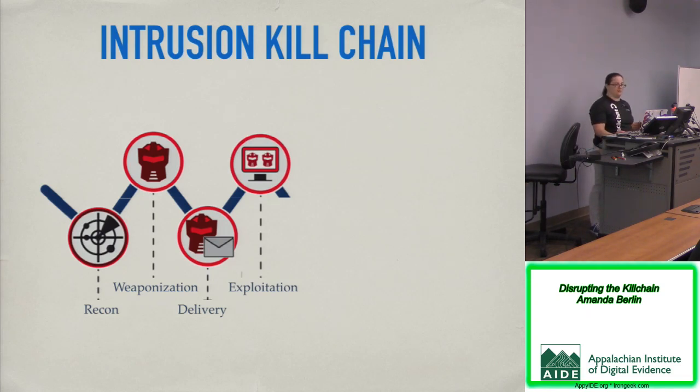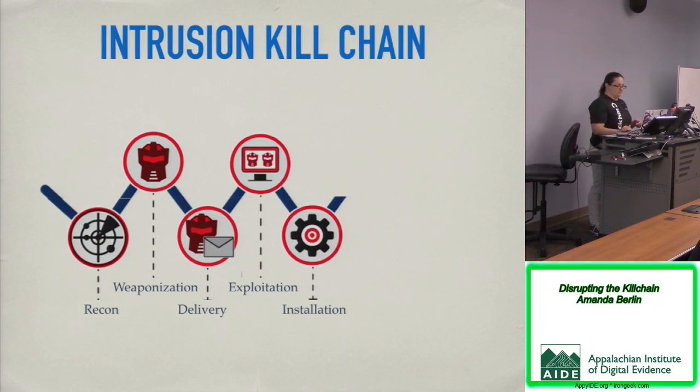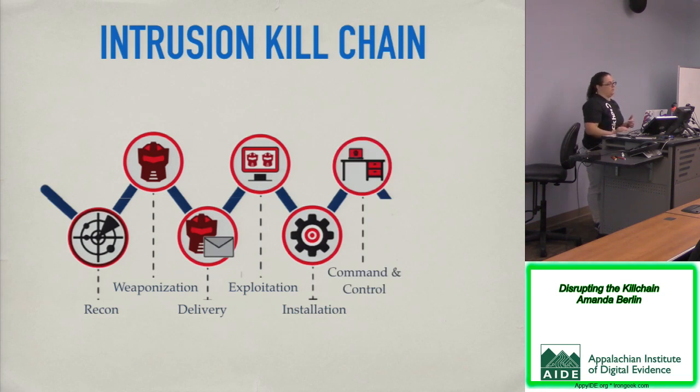Number 4 is the exploitation phase. After the payload's delivered, the exploit code is run on the machine. It'll either target an application or the user themselves, and it will execute the code. Step 5 is installation. Installation is of some sort of tool that's going to allow them to maintain persistence in the environment. It could be a client-server type setup that they have.